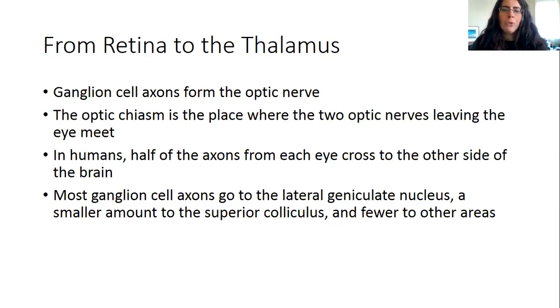A smaller amount goes to the superior colliculus, which is an area involved in integrating visual and auditory information. And then some axons go to other areas of the brain. So when I ask you the pathway for processing visual information, I'm talking about the network of cells in the retina to the LGN to the primary processing area in the occipital lobe.